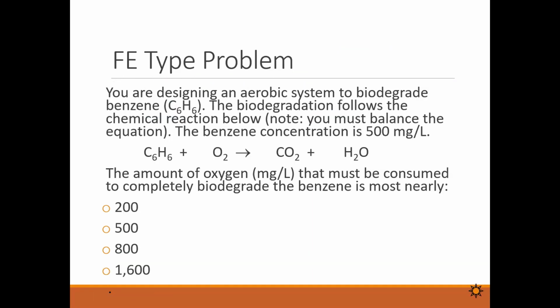So for this problem, it's a little more difficult because you have to balance the equation. And here you're designing an aerobic system to biodegrade benzene. The biodegradation follows a chemical reaction below, but you must balance this equation. And the benzene concentration is 500 milligrams per liter. The amount of oxygen that must be consumed to completely biodegrade the benzene is most nearly, and this is in milligrams per liter. You can do this one as a poll. So we'll let you think about this for a bit. So you first need to balance the equation.